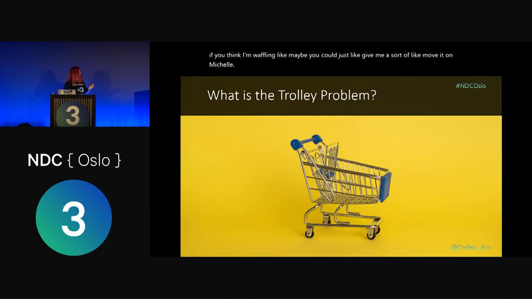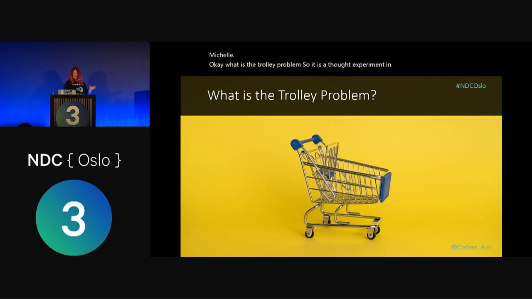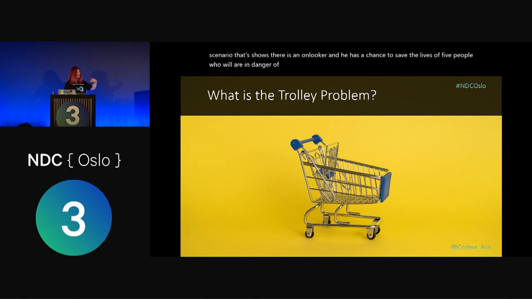Okay, what is the trolley problem? It is a thought experiment in ethics, a fictional scenario in which there is an onlooker, and he has a chance to save the lives of five people who are in danger of being hit by an oncoming train or tram. So not this kind of trolley. A trolley is a train or a tram. He can save them by diverting it to the other line. And on the other line, there is just one worker who has an existing work order for the work he was doing. The five on the first line have been placed there by a kidnapper who has tied them to the tracks in a nefarious scenario.